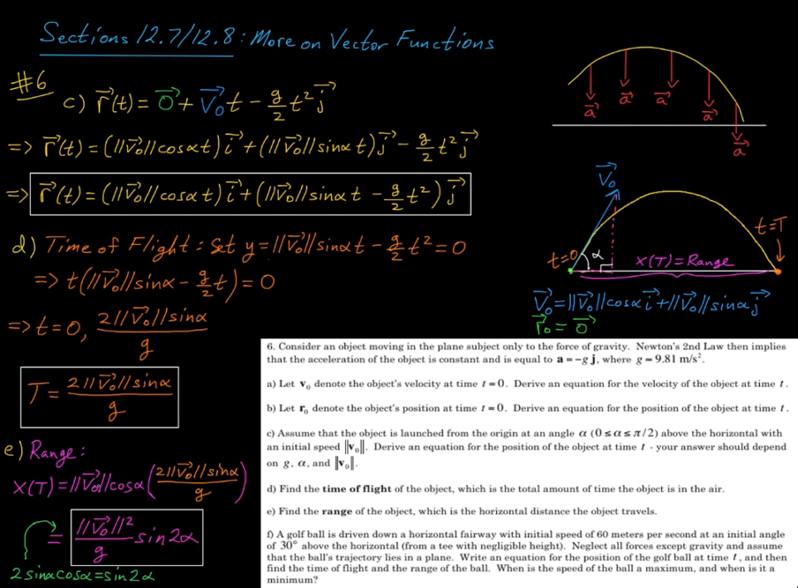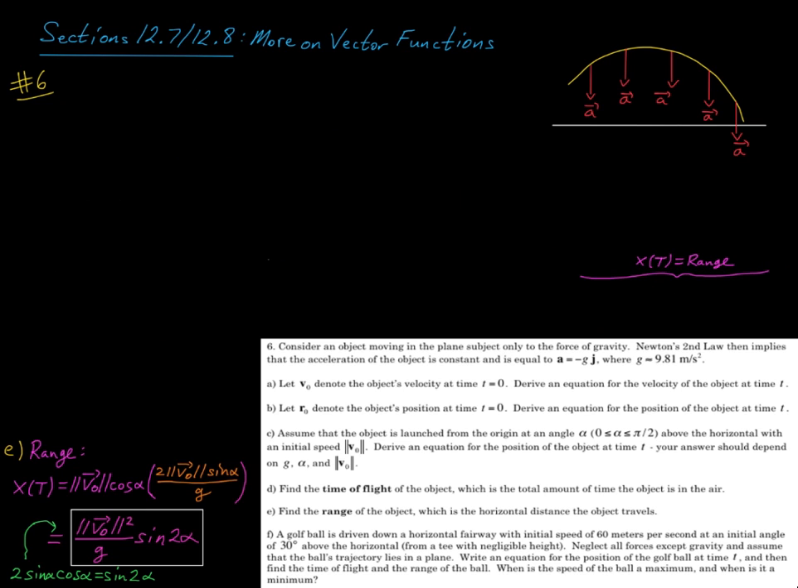So notice here I get the initial speed squared, and then I have this division by g, and then I have 2 sine alpha cosine alpha. And I just note here from the double angle identity for sine, that's sine of 2 alpha. So I get this expression for the range of the object, which again is just the horizontal distance the object travels. Okay, great. So now let's go ahead and apply all of these results to part F.